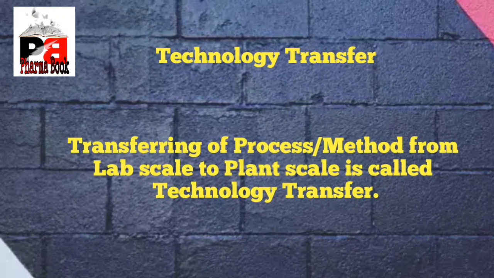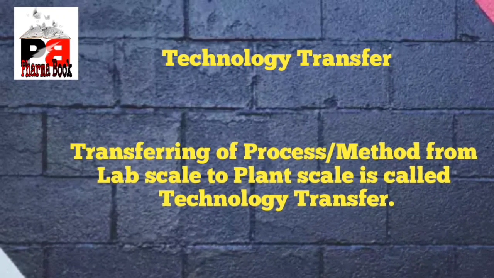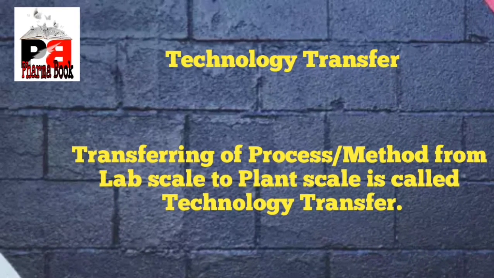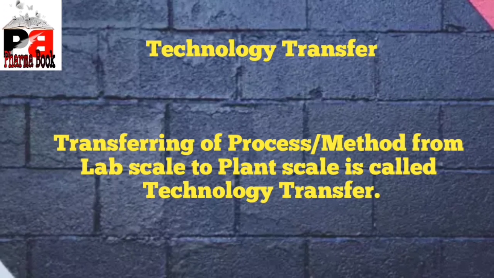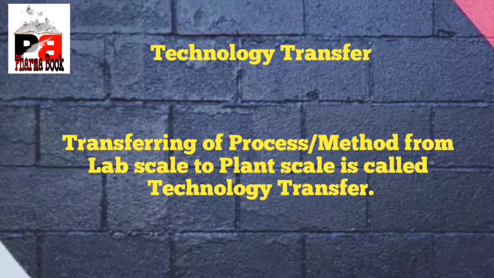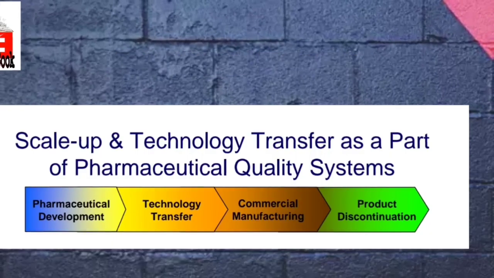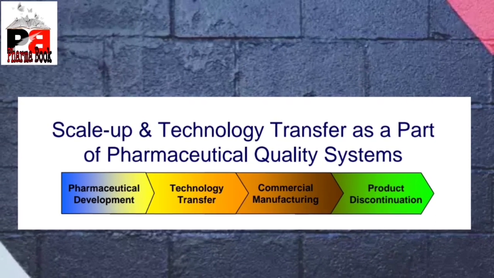Technology transfer. Transferring a process or method from lab scale to plant scale is called technology transfer. The technology transfer shall be done as per CGMP, GLP, GDP rules. See the flowchart for the technology transfer.